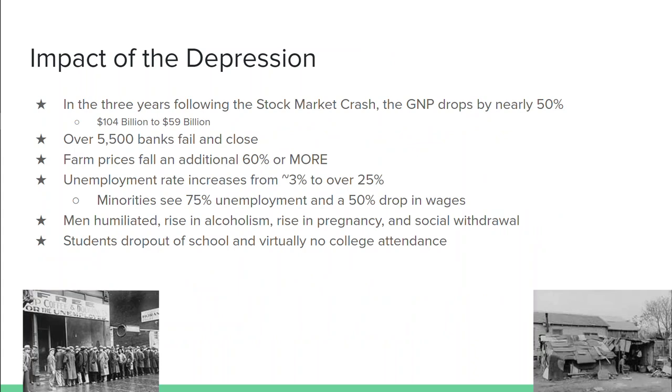Right, well, that's all good and nice, but what does this actually mean? How can I put this in a way that makes sense to you? Well, from 1929 to 1932, the gross national product of the United States, meaning the value of everything the United States makes, goes down by about 50%. In other words, in 3 years, the United States loses half of its value. The United States is worth half as much as it was previously.